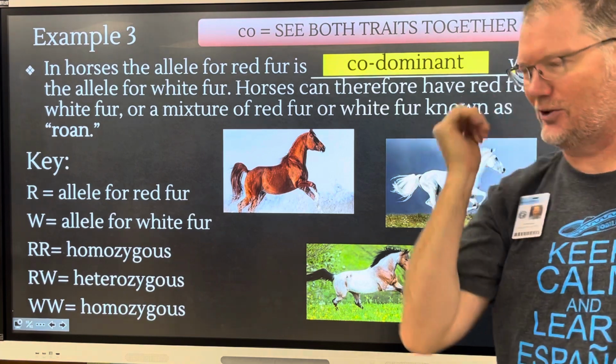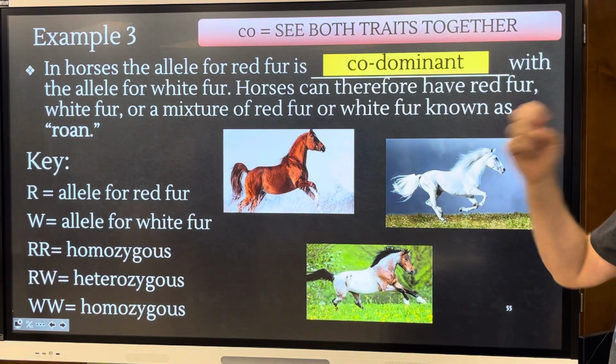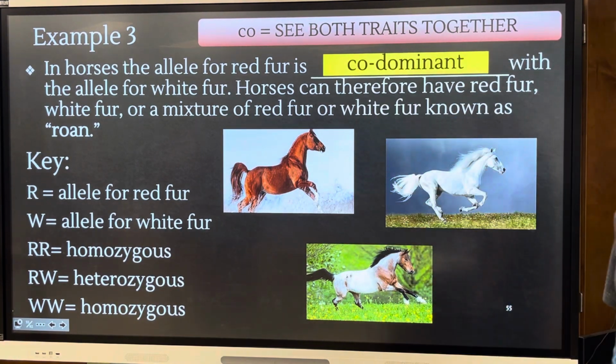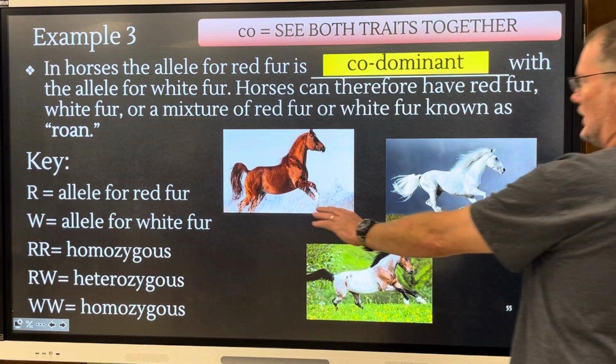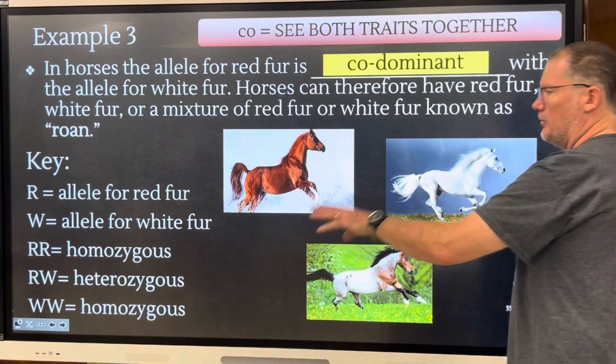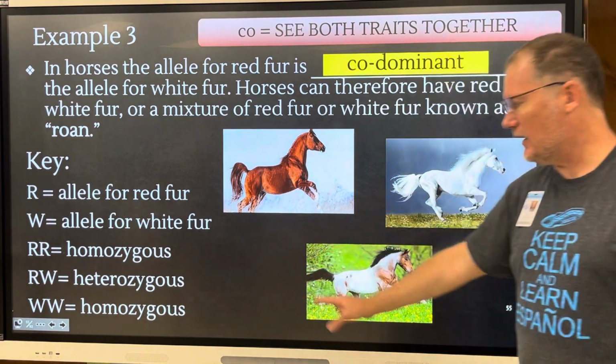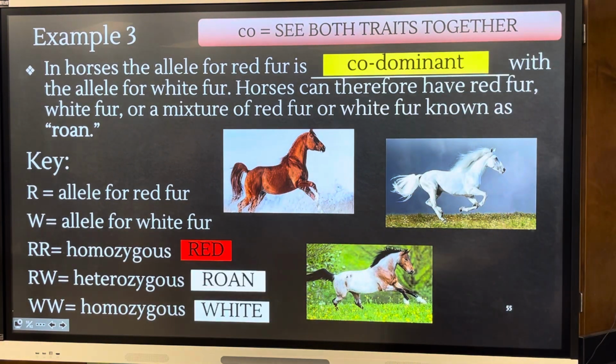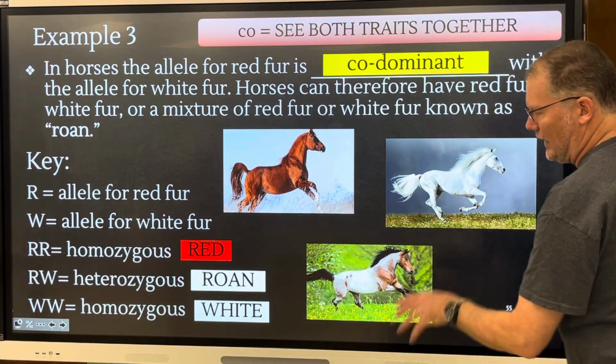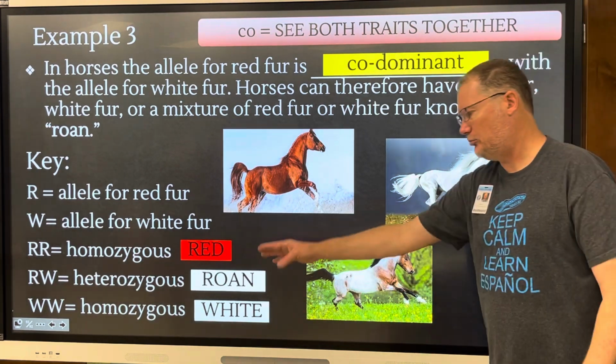one with the horse. So we've got the R for the allele for red fur. So you're copying these down, okay? Capital R. Capital W for white fur. You've got homozygous, heterozygous, and homozygous, and those would be red, roan, or white. Just like red, pink, or white.